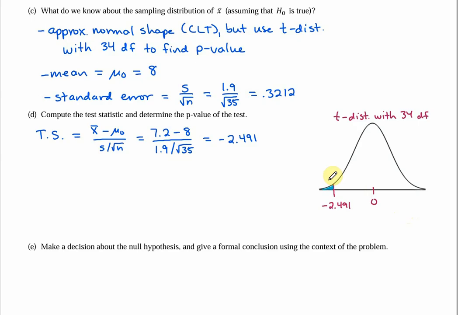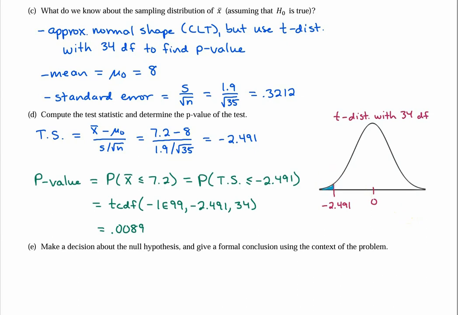I don't expect the p-value to be very big. And we would use t-CDF in order to get it, because we're using a t-distribution this time. And this is what we end up with for the p-value. So the probability of getting an x bar less than or equal to 7.2, after we do the standardization, is the same thing as the probability of getting a test statistic less than or equal to negative 2.491.